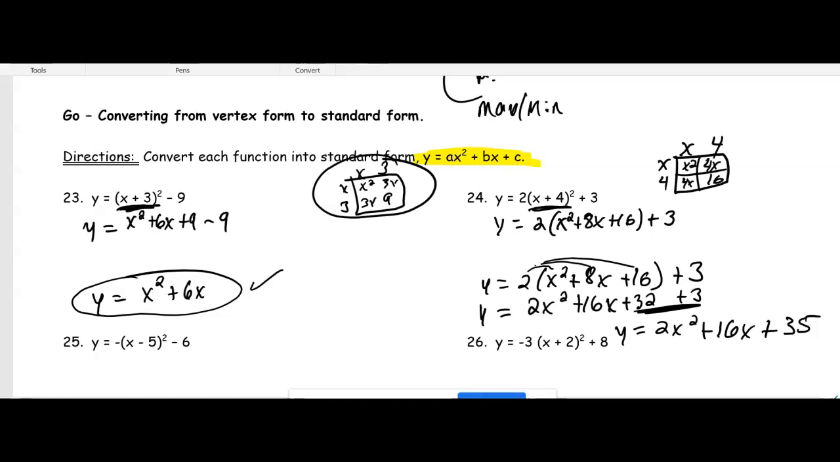Okay, so it's up to you. If you think you can do this very quickly and go right to these, feel free. Otherwise, write them out and just do the foiling, do the distributing. Okay?